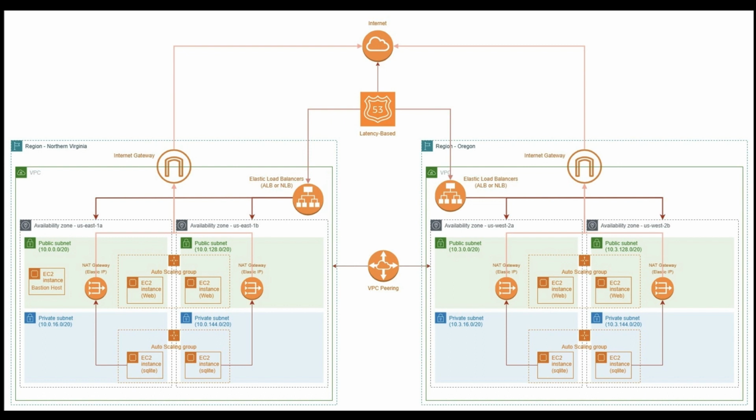VPC peering is implemented to enable connectivity between the two VPCs, and Route 53 translates a website's domain name into an IP address and routes traffic efficiently. Elastic load balancers evenly distribute the traffic to our EC2 instances across multiple availability zones, and latency-based routing ensures that users are directed to the nearest AWS region for an improved user experience.